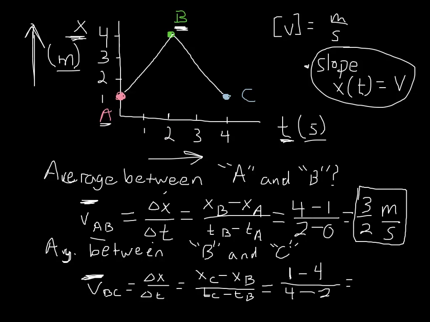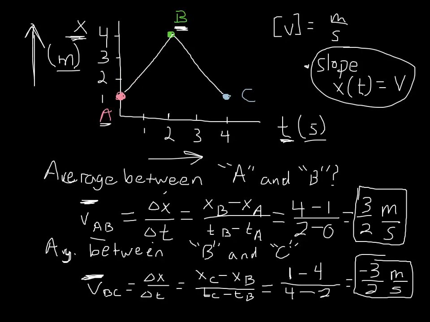1 minus 4 is negative 3. 4 minus 2 is 2 meters per second. And I have my answer, my average velocity between B and C. And the important thing to note here is this negative sign. I can expect that graphically because this slope is going down, so it's a negative slope. So I have a negative velocity.